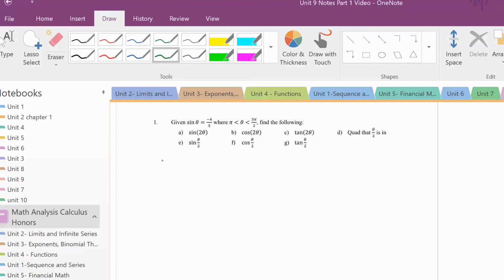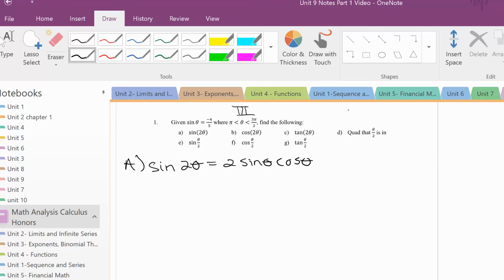So the first thing you'll notice is that it gives you an angle for the sine, and it tells you the quadrant, and this is quadrant number 3 because it's between pi and 3 pi over 2. So the first one is the sine of 2 theta. Now, in order to do the sine of 2 theta, remember we do need to know the cosine of theta because it's 2 sine theta cosine theta.